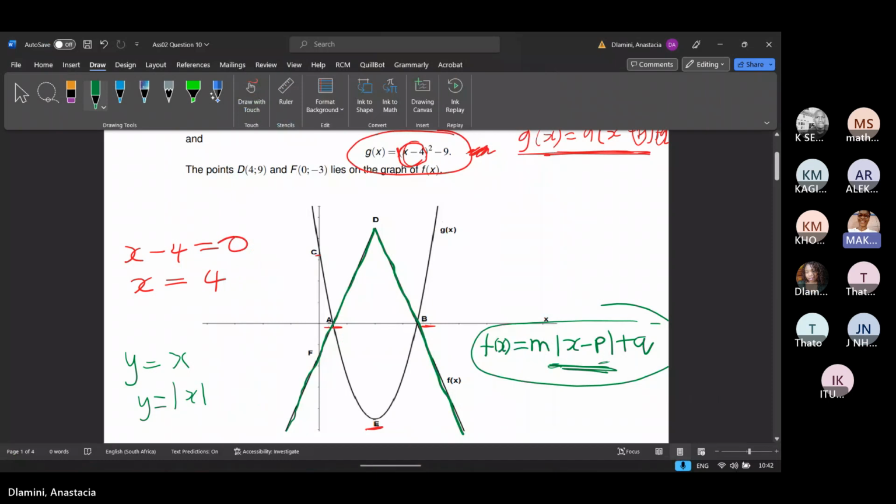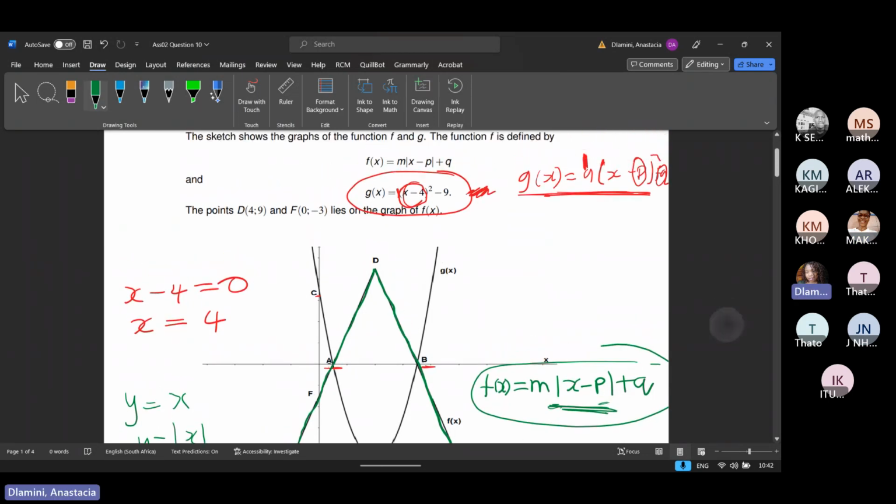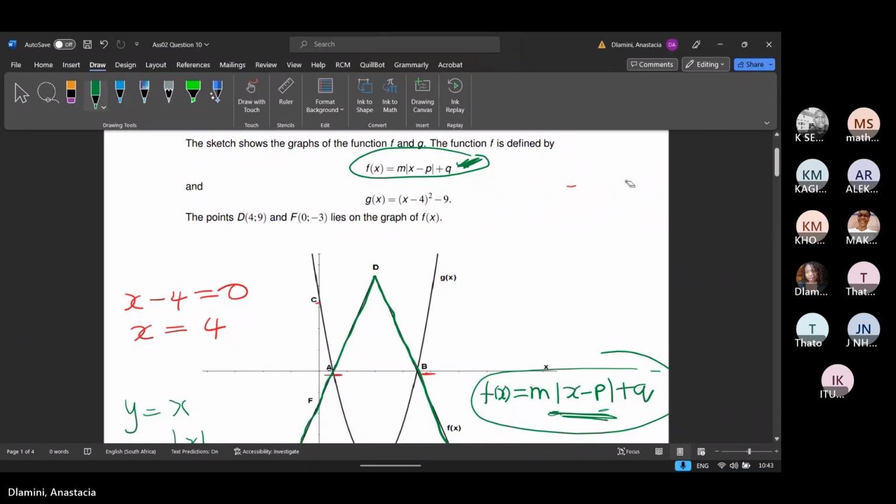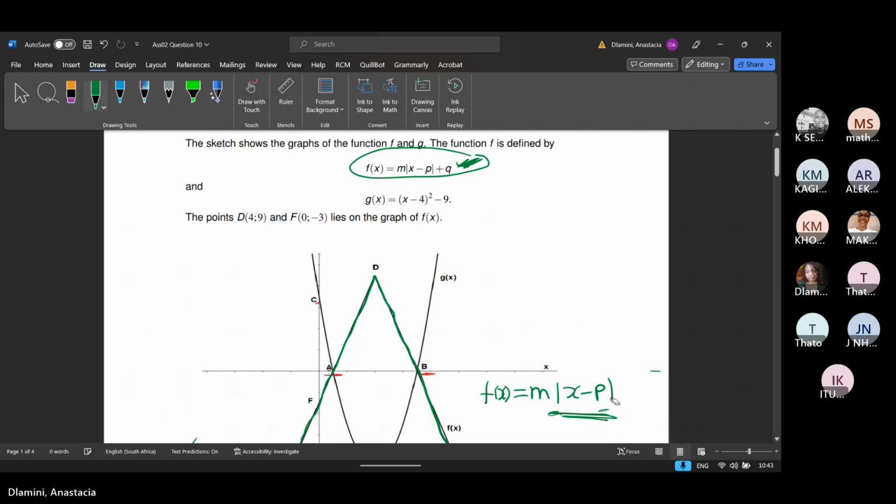Ma'am, P is equal to 4 and Q is equal to 9. But that's for the parabola. We want the one for the absolute value function. Remember, we are looking at f of x, not this one. You are right, but we're looking at f of x. Guys, please try.